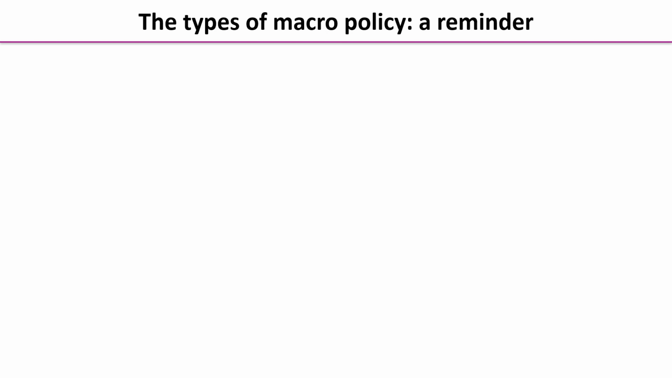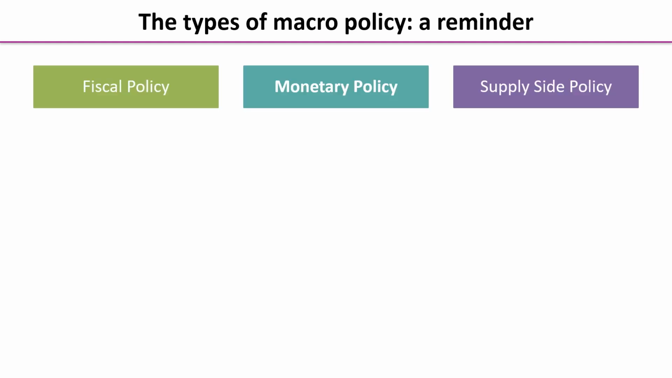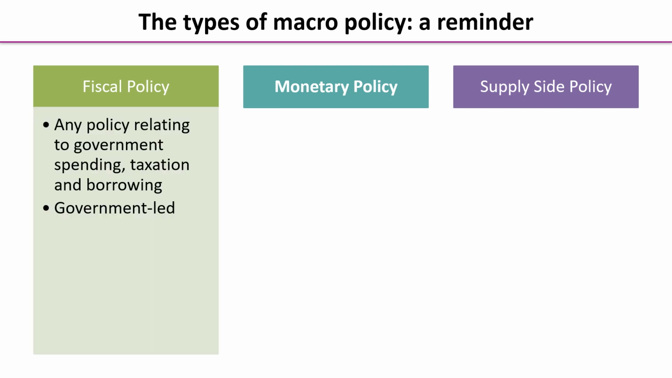We're going to start with a bit of a reminder, the three different categories of macroeconomic policies. Here we are: fiscal, monetary, and of course supply side. So you might want to pause the video just for a few moments and scribble down the definition of each of these so that you are super sure. So let's have a look then.